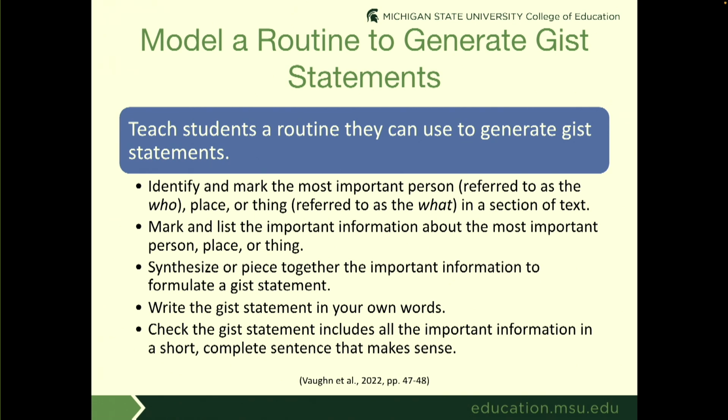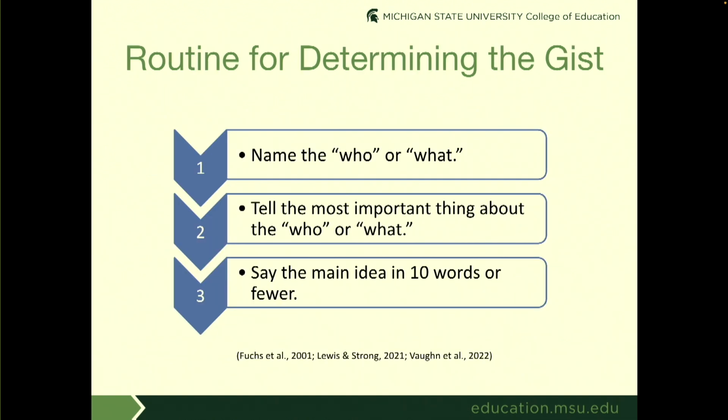in a text or a section of text, and make a list of the important things that happened or that you learned, and synthesize it into 1 or 2 sentences in your own words. So these need to be complete sentences that summarize what you've just read.